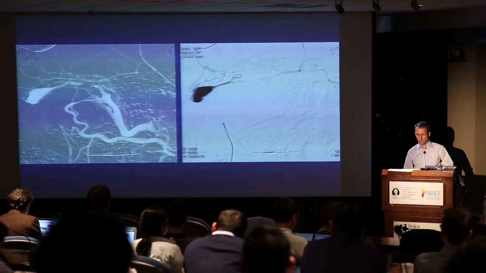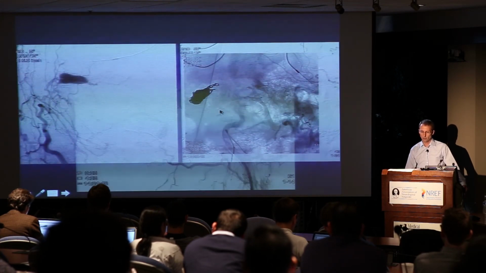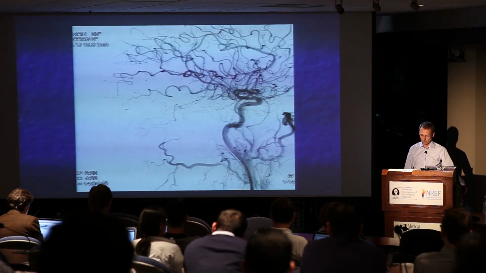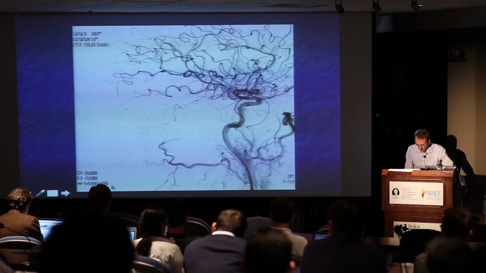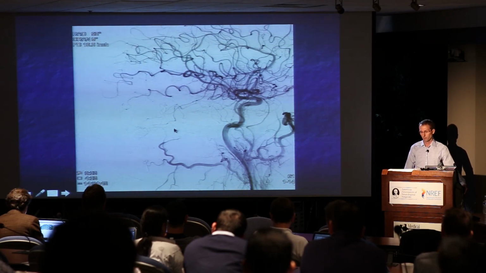And again, coming back on the lateral view, you can see there's the coil mass that we started with, and essentially coiled off the entire fistula pouch. I guess I only have one shot left, and the coil mass is here coming back through the fistula pouch to cure the aneurysm.